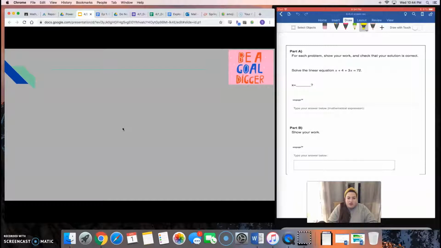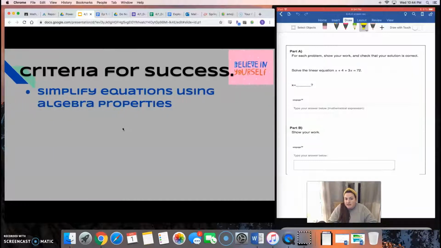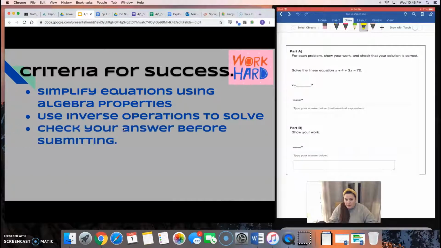Before we look at the solution to number 1, I want to touch on our criteria for success, get you guys set up for the day. So our criteria for success today is, first we're going to simplify equations using algebra properties. So before we start subtracting on this side and on this side, we want to make sure everything is simplified as far as we can go before we start rearranging across the equal sign. And you guys know exactly how to do this, so you're going to be fine. The next thing is to use inverse operations. So whatever we do to one side, we do to the other, and we're using these inverse operations so we can isolate our variable and figure out what the solution is to the equation.